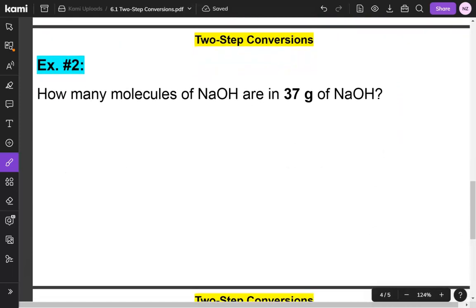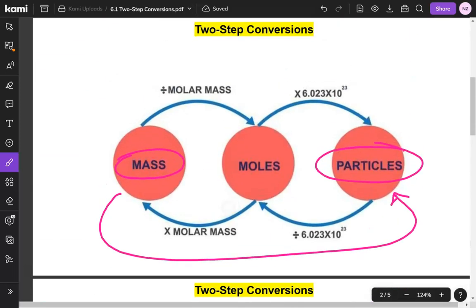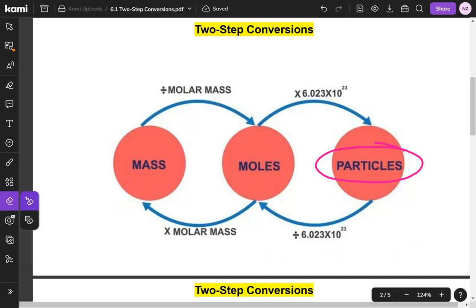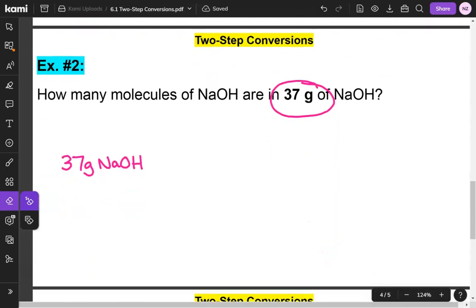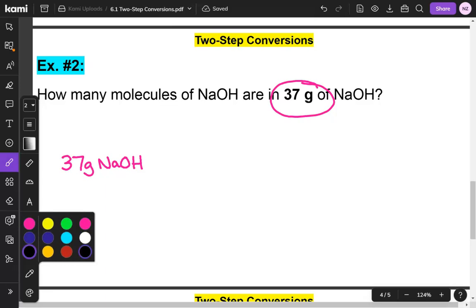This time we're given grams. It says how many molecules of NaOH are in 37 grams of NaOH. So we always start with the given, which is going to be 37 grams. Now, just like in the previous problem, we do not have a direct way to go from mass to particles. So we are going to first convert to moles, and then I can go to molecules. So we're going to need two conversions, and we're going to set these up back to back.